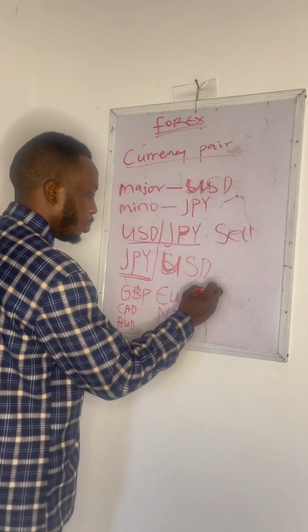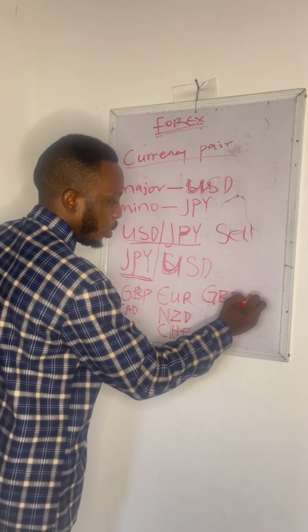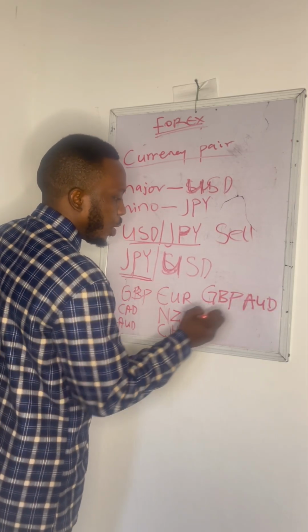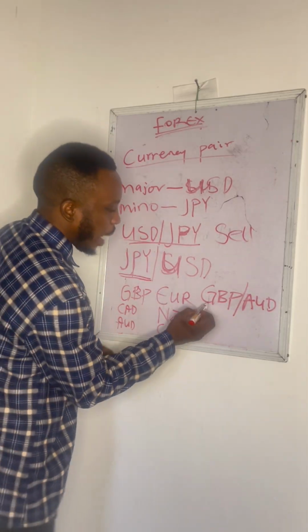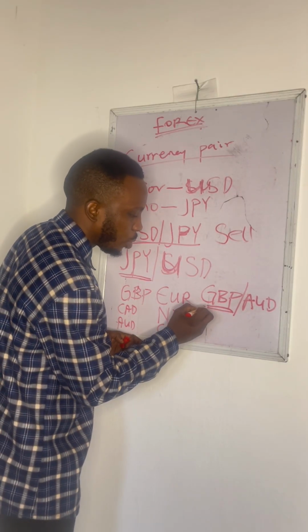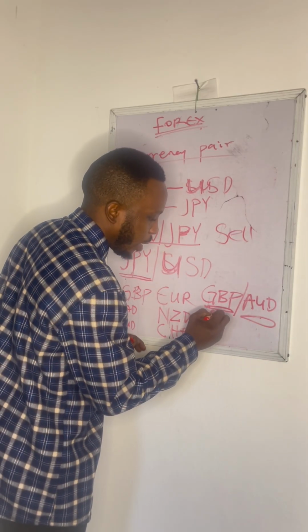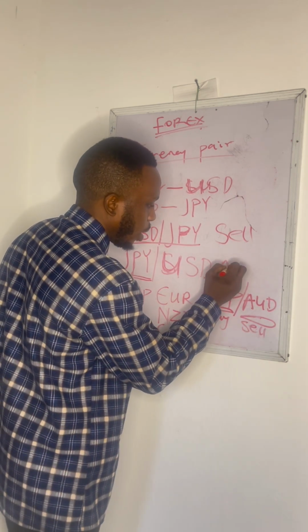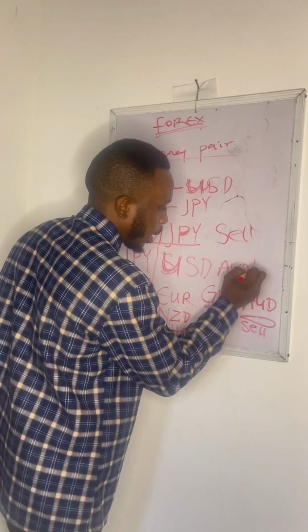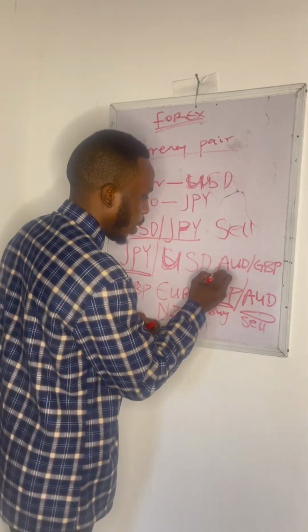We can have GBP, AUD, Great Britain pound and Australian dollar. This can be on a buy when they have its strength, while this can be on a sell. Buy and sell. This can also be on a sell against GBP. So this is how the market operates.